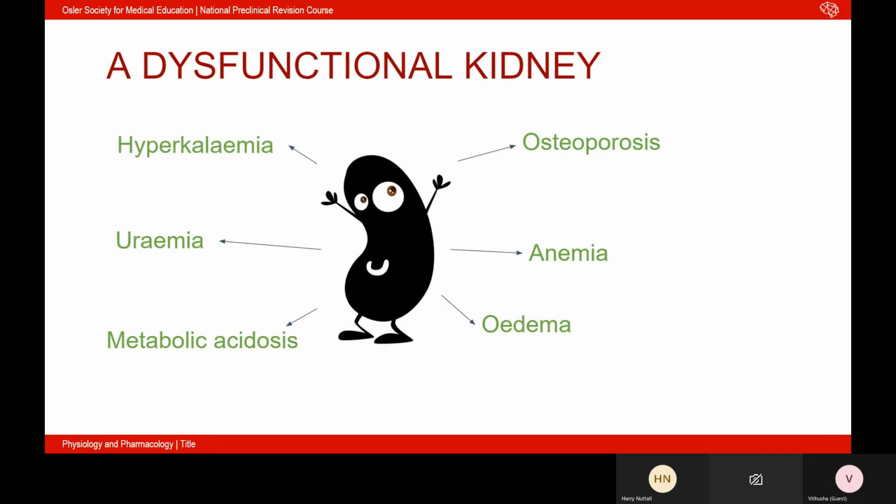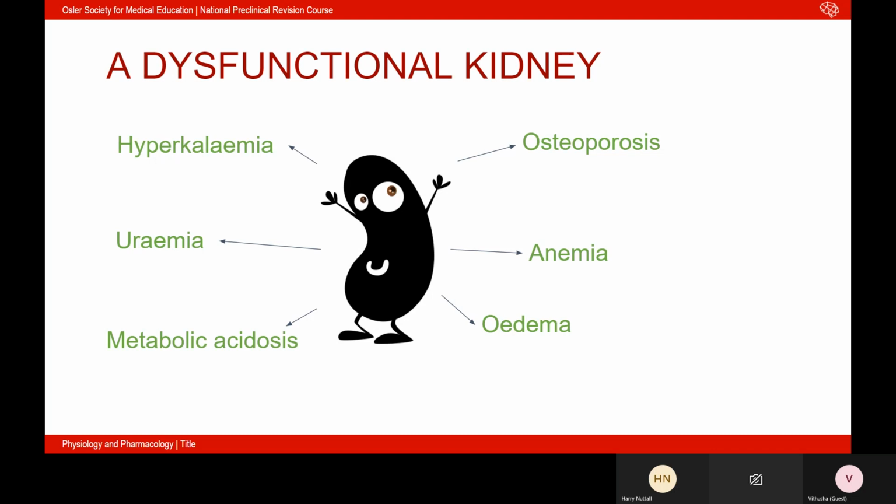Okay, so this isn't core, but I think it's nice to think about what happens when the kidney doesn't function so that we can understand the physiology better. If someone has chronic kidney disease, they might present with osteoporosis because vitamin D isn't being activated as much. They might present with an anemia because erythropoietin is not being secreted. There would be edema as well because of this dysregulation of the volume balance. Metabolic acidosis because the kidney is continually removing acid from the system. And uremia because urea is obviously leaving with the urine. And hyperkalemia because the kidney is pumping out potassium when it's functional. So that's just a brief, broad overview.